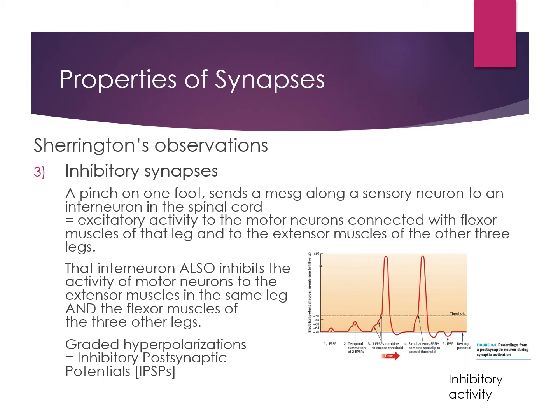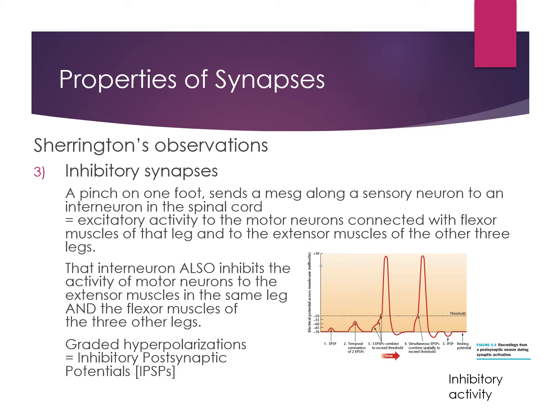That interneuron is also inhibiting the activity of the motor neurons to the extensor muscles of the leg that flexed. As that leg's flexing, the extensor muscles are relaxing, and those other 3 legs that are extending, their flexor muscles are relaxing. So that interneuron is also sending inhibitory activation to the flexor muscles of those other 3 legs.